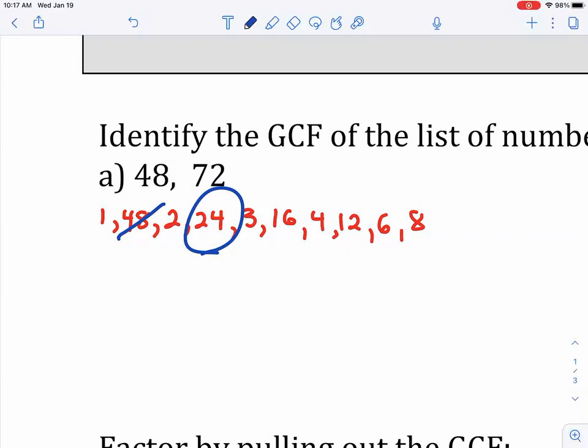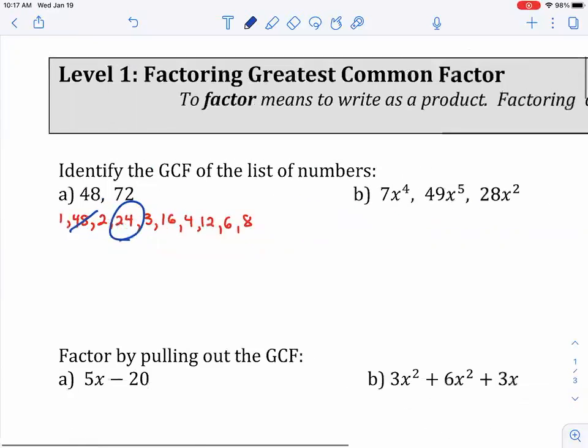If 24 didn't work, then I would choose the next biggest number, 16. If that didn't work, the next biggest number. And kind of work your way, because we want the greatest common factor, work from the largest number down. Okay?